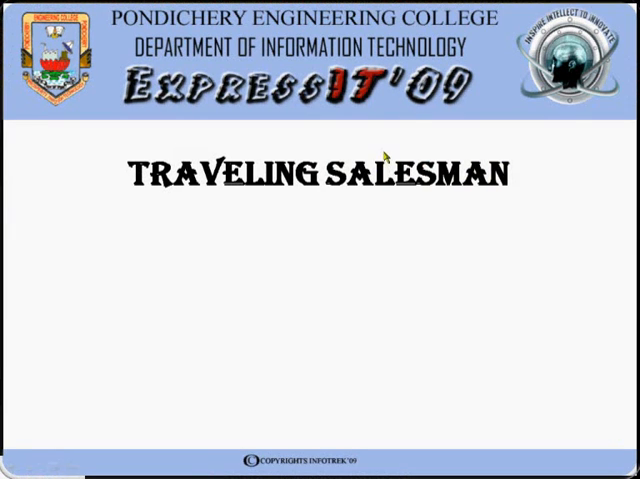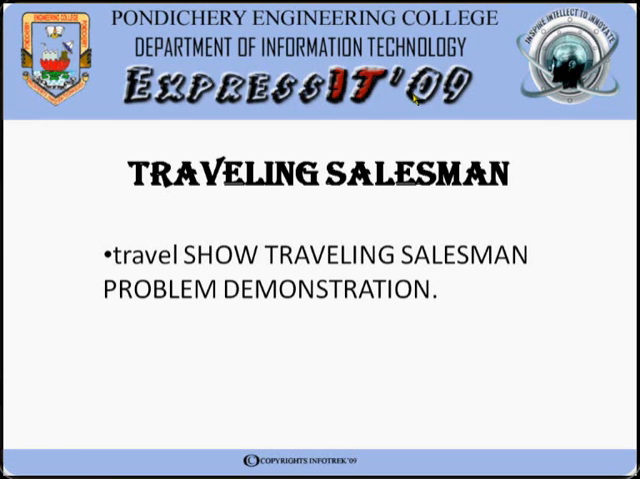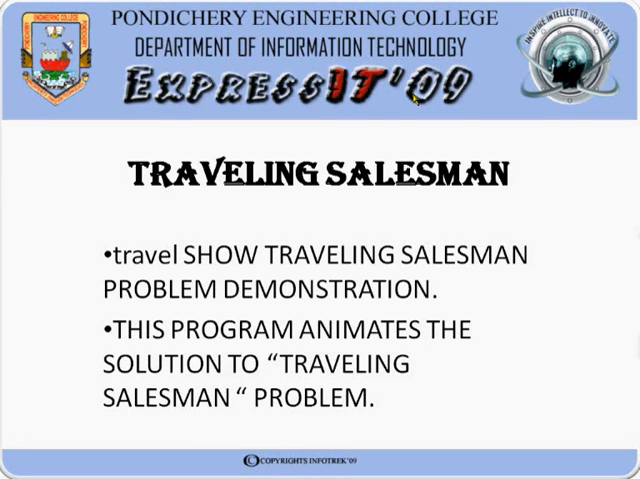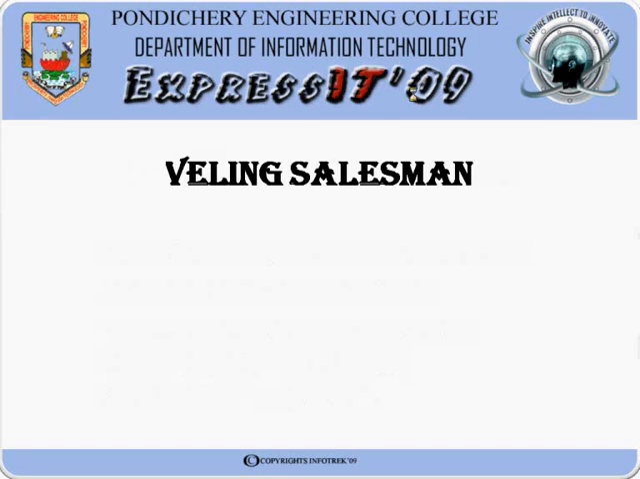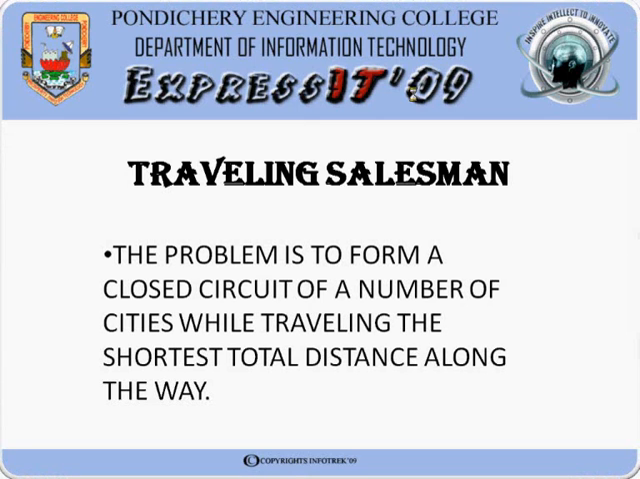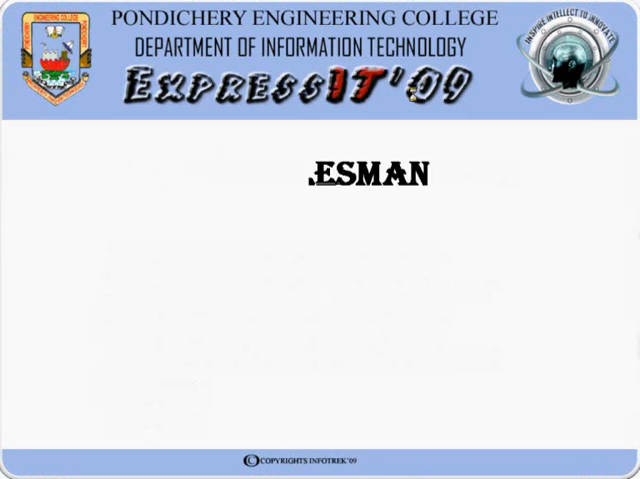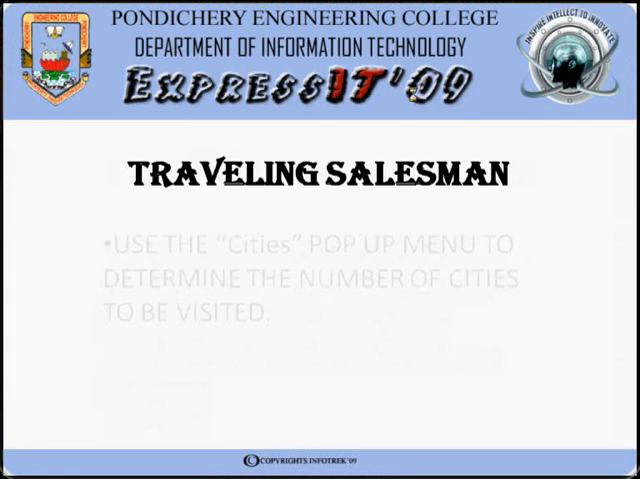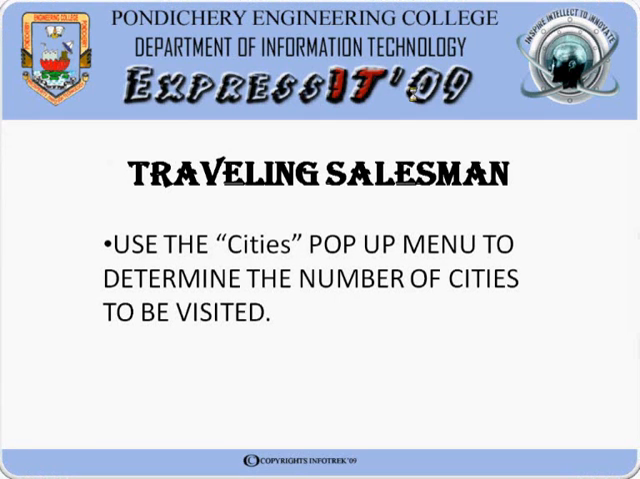Traveling salesman problem. The function shows a traveling salesman problem demonstration. This program animates the solution to the traveling salesman problem. The problem is to form a closed circuit of a number of cities while traveling the shortest total distance along the way. Use the cities pop-up menu to determine the number of cities to be visited.